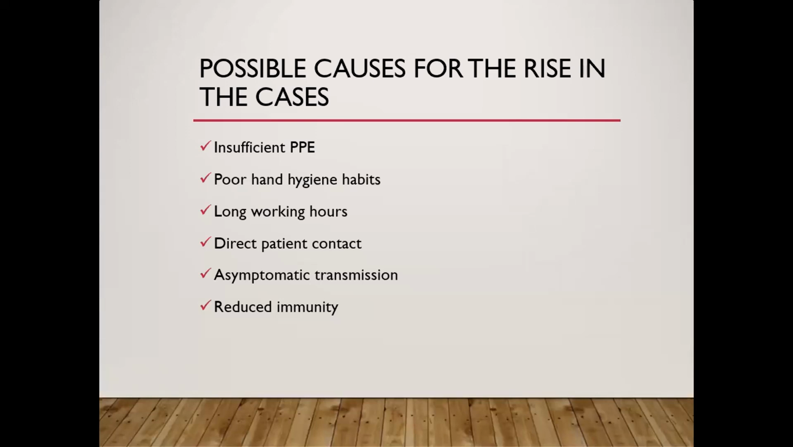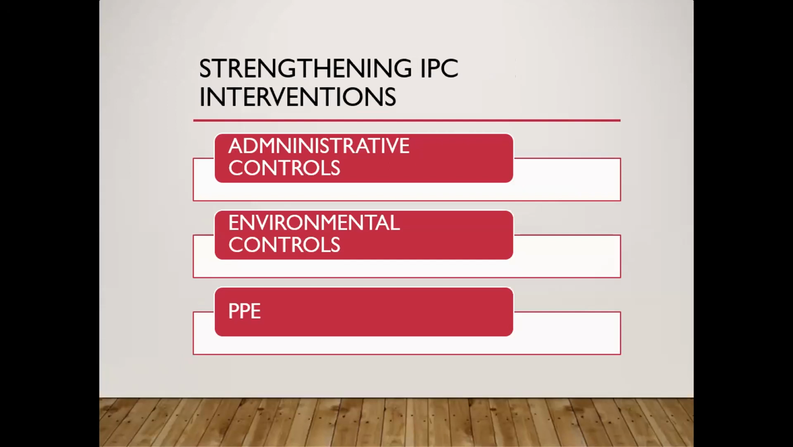And also for reduced immunity, I think due to the economic hardships, there's reduced immunity because people cannot afford a well-balanced diet. And there are a lot of stressors and also chronic conditions which lower the immunity. Hence the rise in cases. These are some of the reasons that we identified that led to the possible rise in the cases.